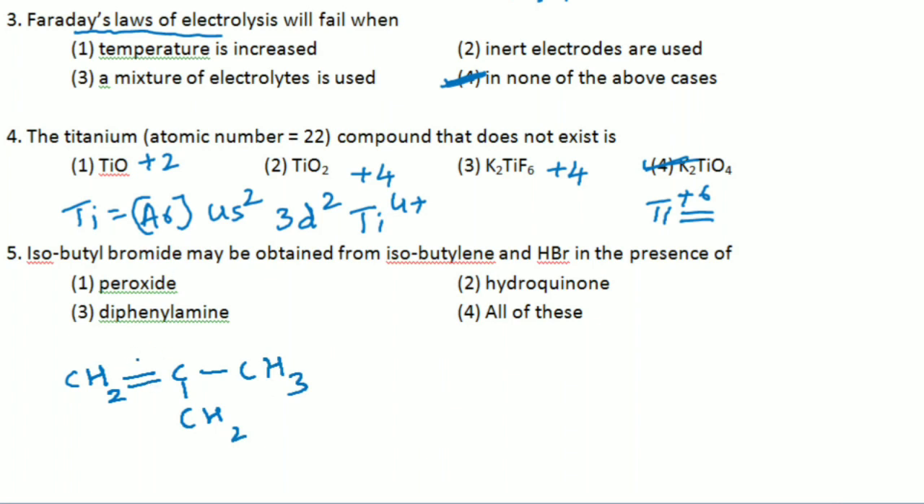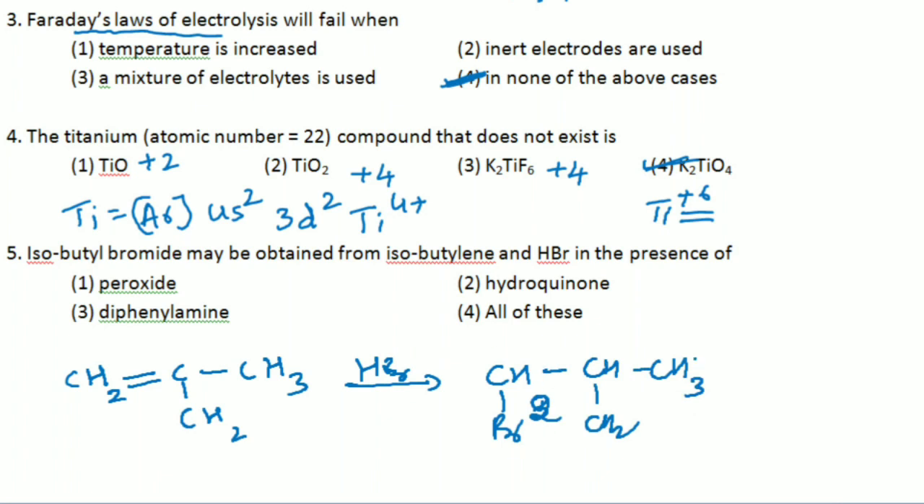Isobutyl bromide means that when it reacts with HBr, we need it to give CH2Br, CH CH3 CH3. So it is isobutyl bromide, like this, with Br attached. So what happened here? Br negative attacks the carbon having the larger number of hydrogen atoms, which means this is, remember, the anti-Markovnikov rule.